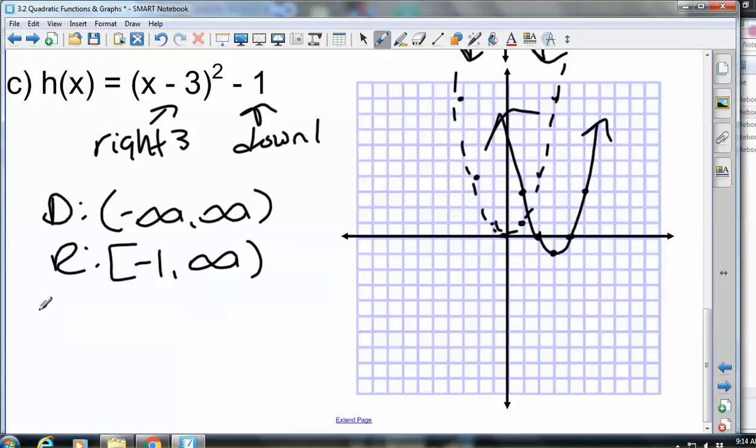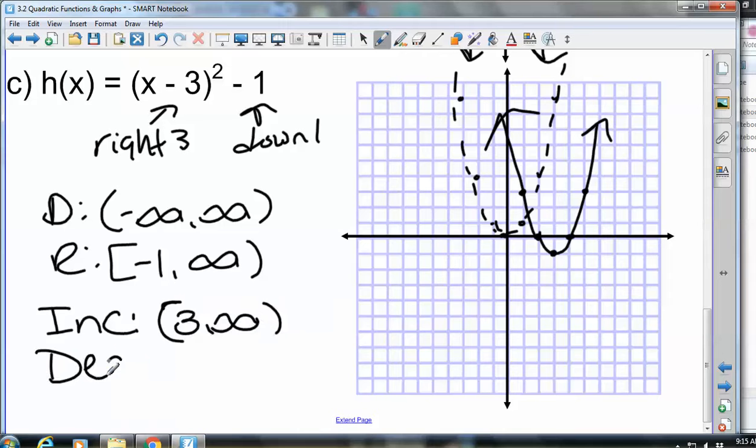Good. What if I asked you where this graph was increasing? 3. Oh, yeah. Infinity. Yeah. What if I said decreasing? Negative infinity. Good. That's kind of an old question, but I could still ask it. It still applies to these things. Make sure when you're listing increasing and decreasing intervals, you use the x value, not the y.